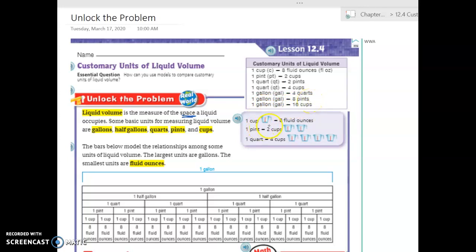Now, as you can see here, here's a visual picture. 1 cup equals 8 fluid ounces. 1 pint equals 2 cups. And 1 quart equals 4 cups.